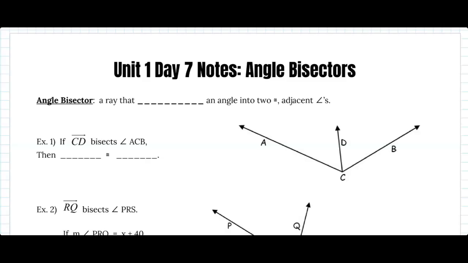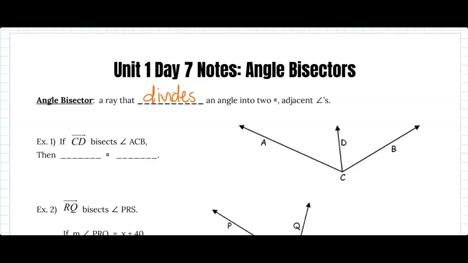Guys, this lesson is our second lesson on angles, and it is entitled Angle Bisectors. We talked about segment bisectors last week. A segment bisector was a line, a ray, or a segment that bisected a segment, so it cut it in half. An angle bisector is the same, but it's a ray that divides an angle into two congruent adjacent angles. Just like the segment was cut into two congruent pieces, the angle is also cut into two congruent pieces.